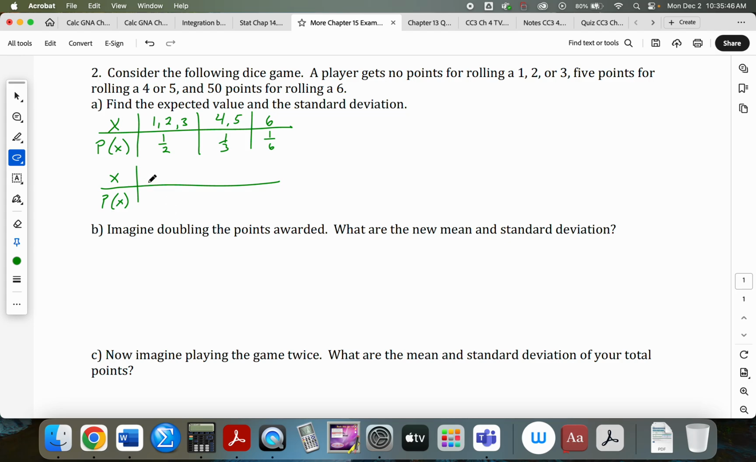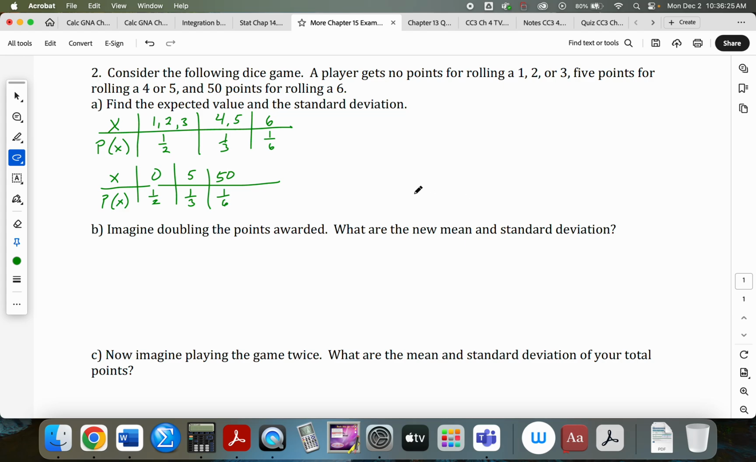So I'm going to get 0 points for 1, 2, or 3. Then you get 0 points, right? Oh, sorry, 0 points. My fault. Thank you. That's why I keep Savannah around. And the probability for that is 1/2, right? And we get 5 points for rolling a 4 or a 5. And the probability of that we already figured out is 1/3. So it doesn't hurt to do this first. And we get 50 points for rolling a 6. And the probability of that is 1/6.